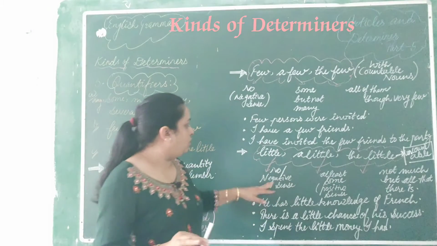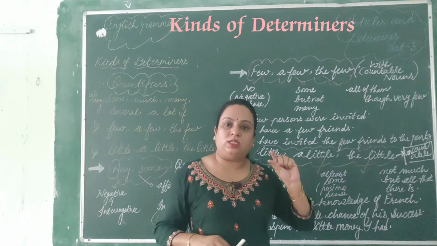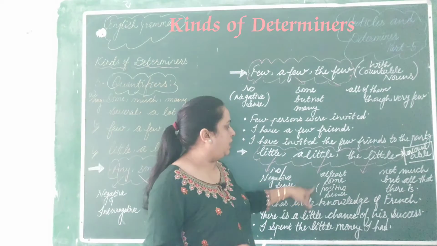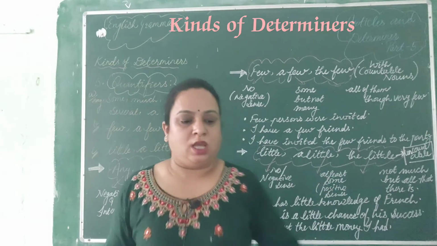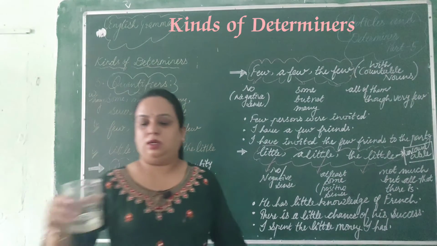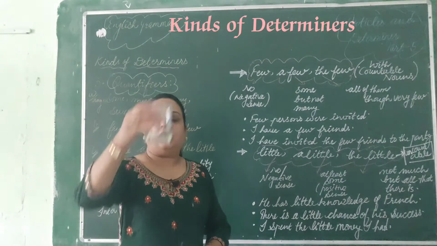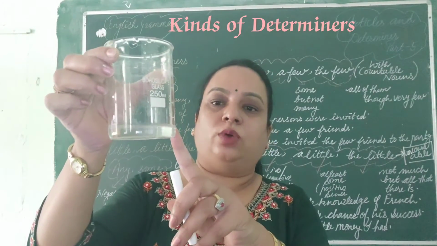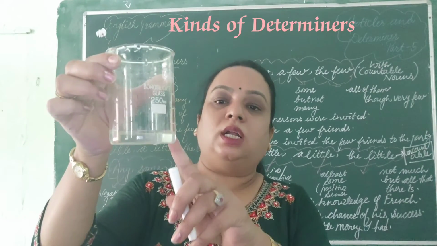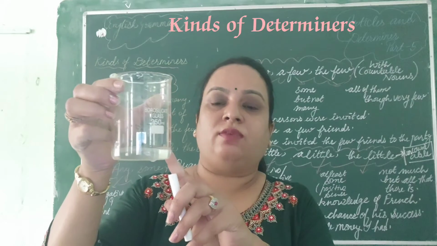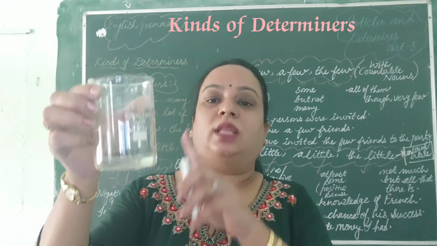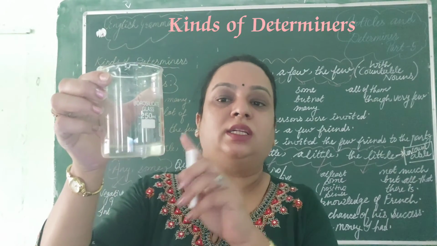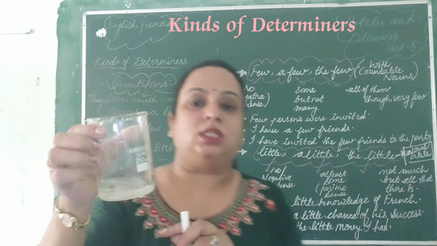Clear? Little means equal to no; it is giving a negative sense. A little means थोड़ा सा, at least some, which is giving the positive sense. Let's take the example of this glass here. Suppose I am saying this flask is having a little water, so this is a little water. But if this glass is having only 2-3 drops, in that case I will say there is little water. Okay, so this is the use.